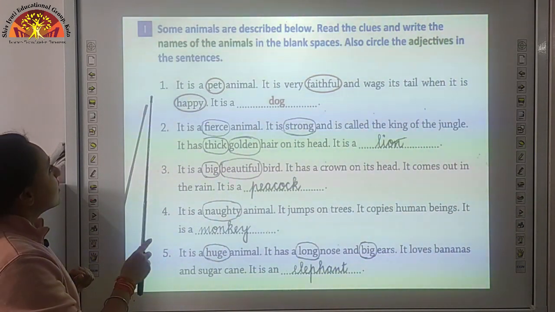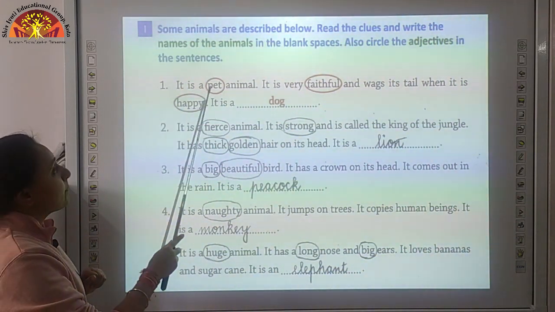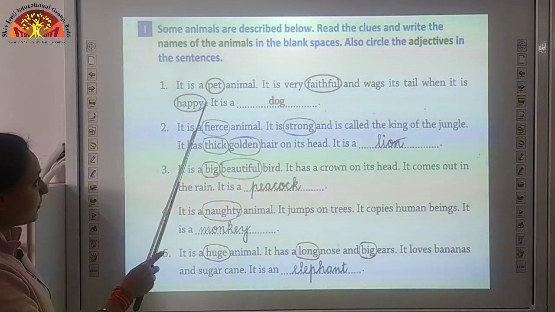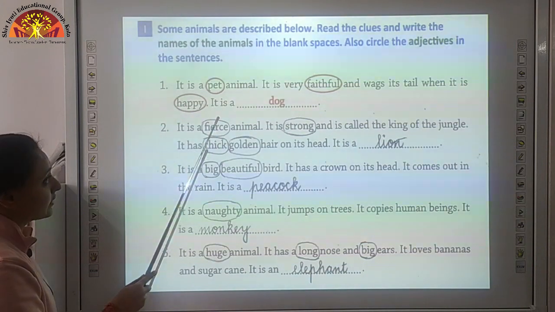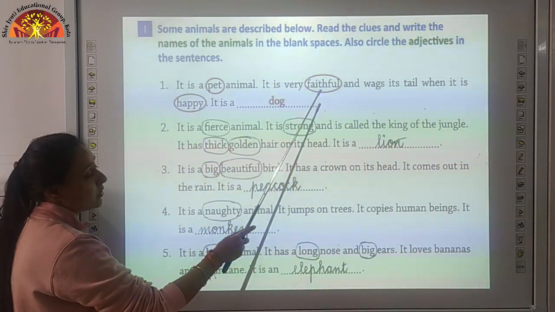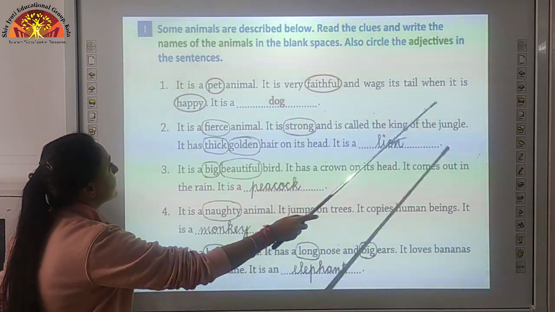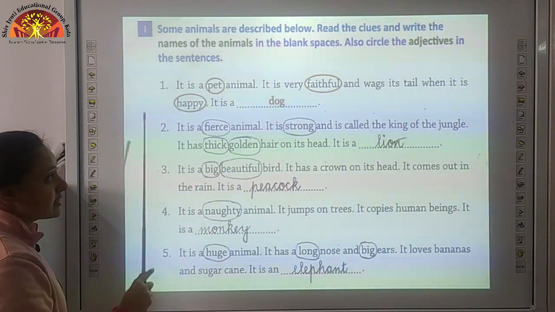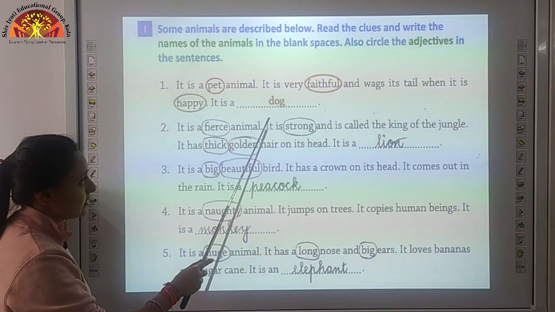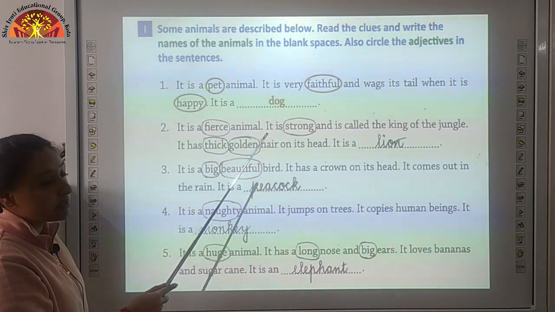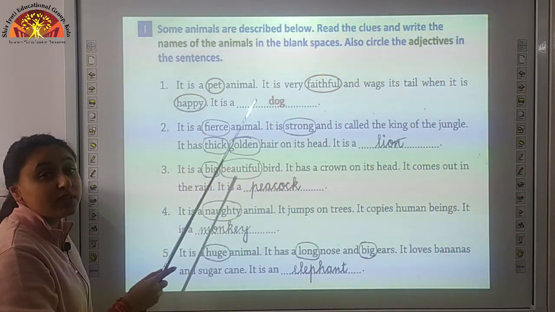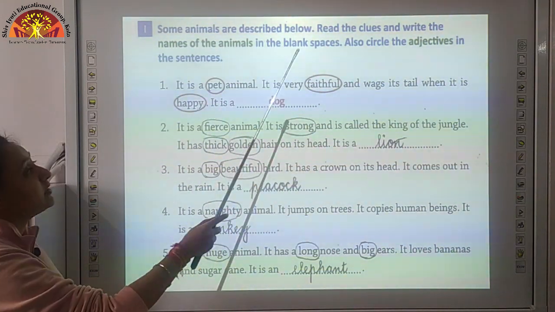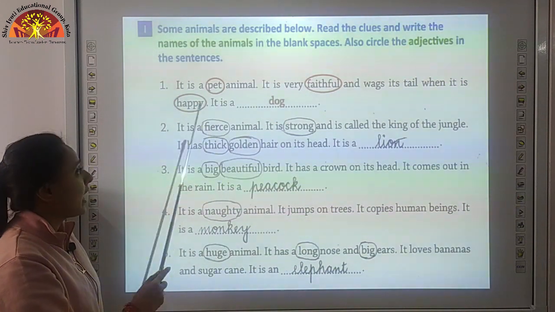Okay. Number 1 is, it is a pet animal. Here pet is circled. So we are talking about pet animal. Okay, it is very faithful and wags its tail when it is happy. Faithful and happy is the adjective. It is circled. It is dash. This one has been done for you. So which animal we are talking about? We are talking about dog. Dog is a pet animal. Dog is faithful and happy.